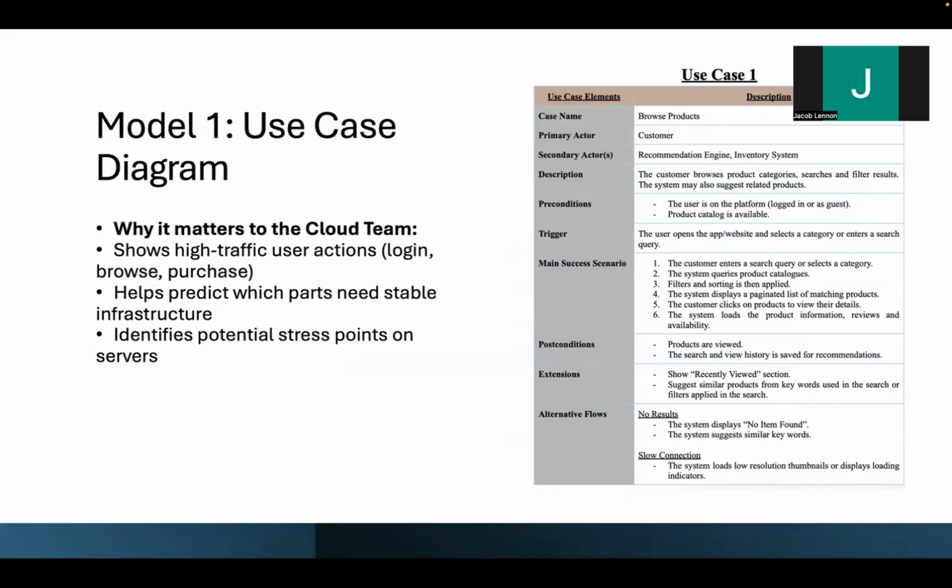The first model I chose from the SRS is the use case diagram. This shows the most common things that users do, such as logging in, browsing products, adding items to the cart, and completing orders. For the cloud team, this is really important because these actions generate the most activity on the system. It helps them understand where the heavy loads will be, which services must stay stable, and where problems could appear if the traffic suddenly increases, such as during big sales or holidays, like I talked about in the SRS. It basically highlights the areas that need the most cloud resources, which is really important for the team to know.